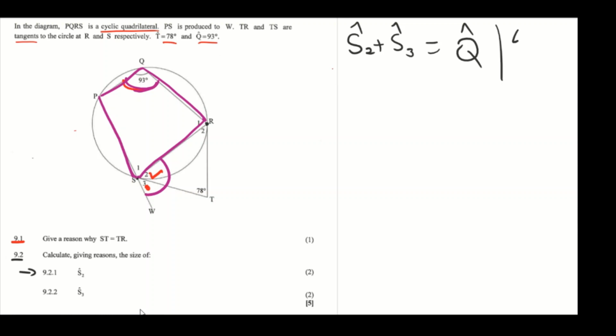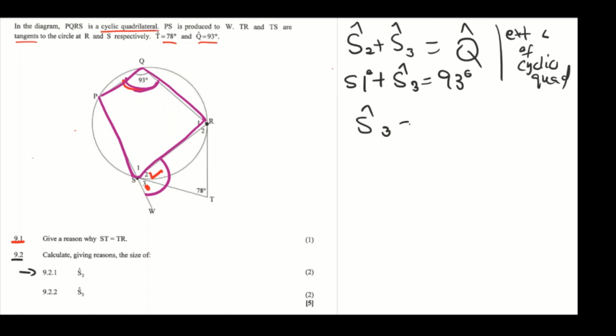So the reason is exterior angle of a cyclic quad. So what is S2? We found S2 to be 51 degrees in the previous question. Plus, what is S3? We don't know, it's what we are looking for. And Q is 93 degrees. So transpose 51 degrees to the other side. We have angle S3 equal to 93 degrees minus 51 degrees. Punch your calculator, you're going to get 42 degrees. So that is your S3. Let's try out another problem.